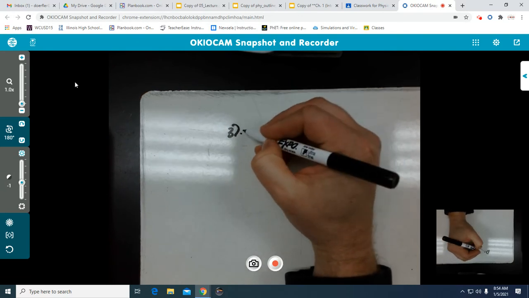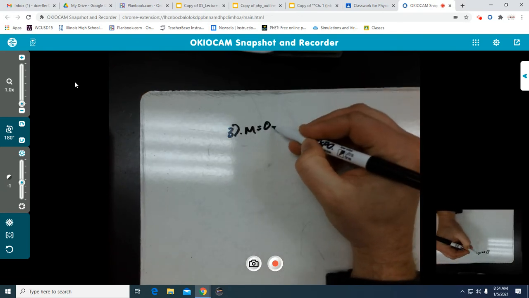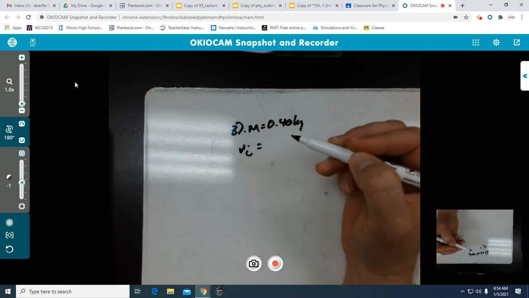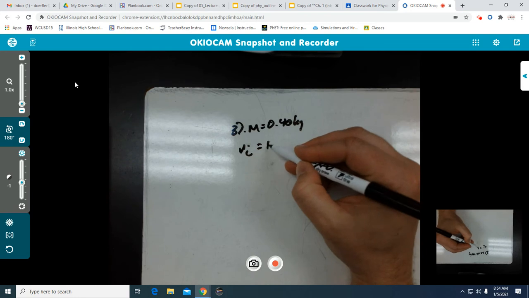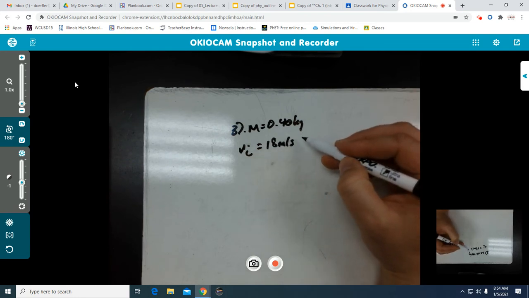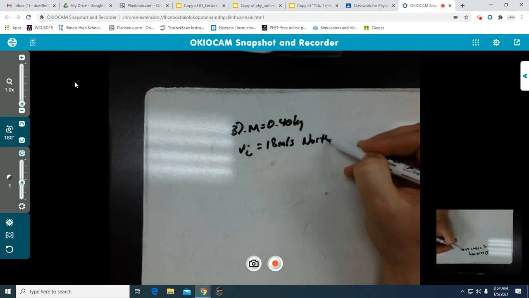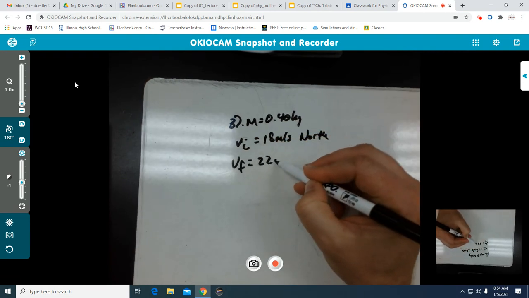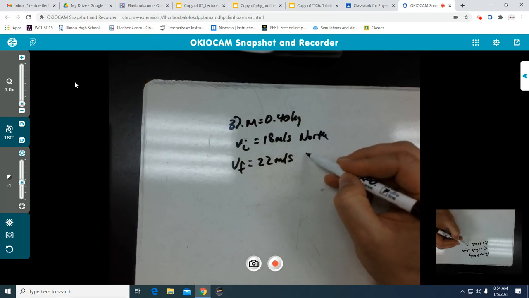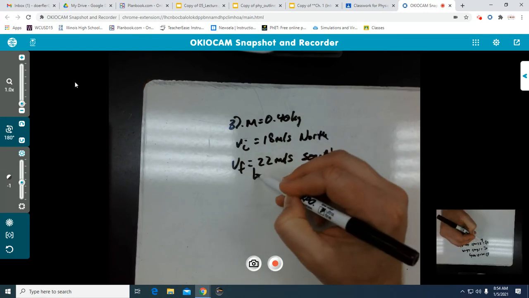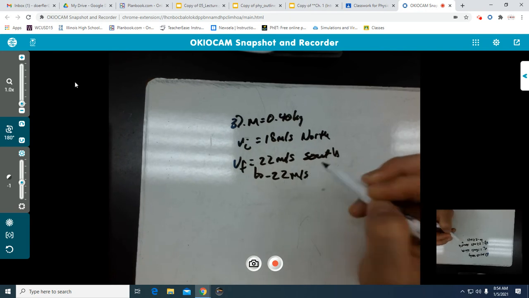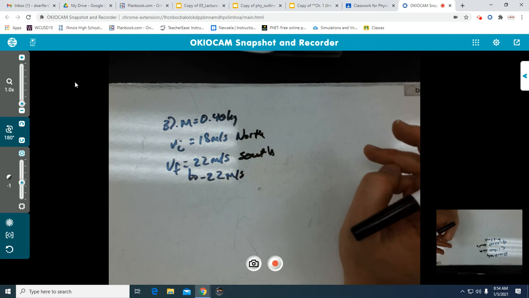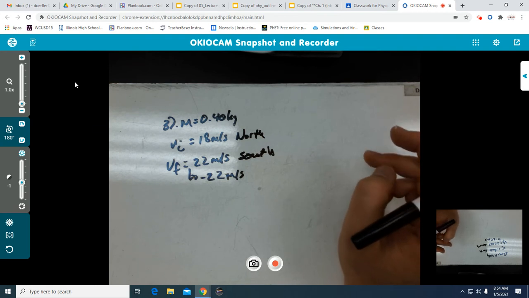We know that the mass of the soccer ball was 0.40 kilogram. We know that the initial velocity was 18 meters per second north. And we know the final velocity was 22 meters per second south. So that means this is negative 22 meters per second. Okay. So what are we trying to solve for here?